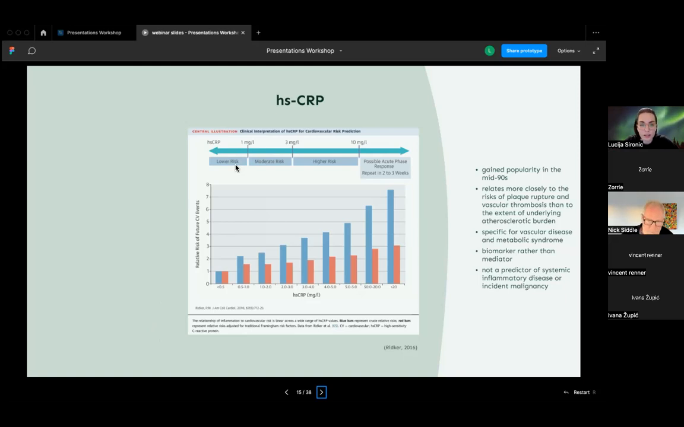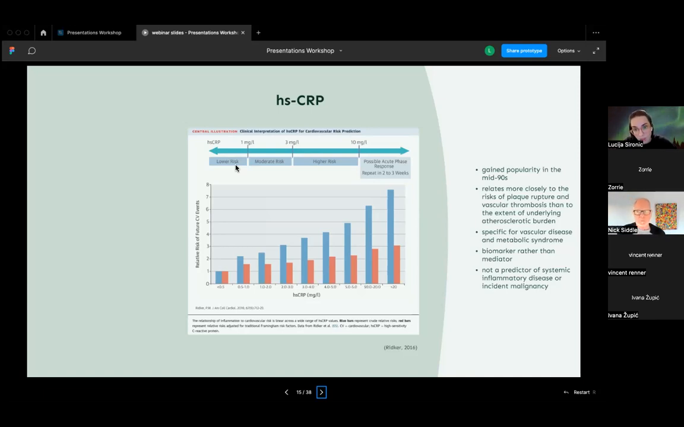probably the timing of the test not being right. Somebody probably has an acute infection or something else, so in such cases the test needs to be repeated. This marker relates to how likely an atherosclerotic plaque is to rupture, or the risk of developing vascular thrombosis, rather than being related to the extent of the underlying atherosclerotic burden.